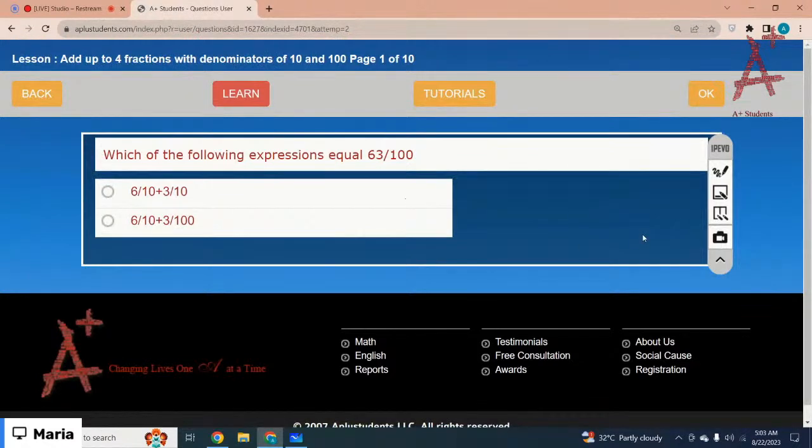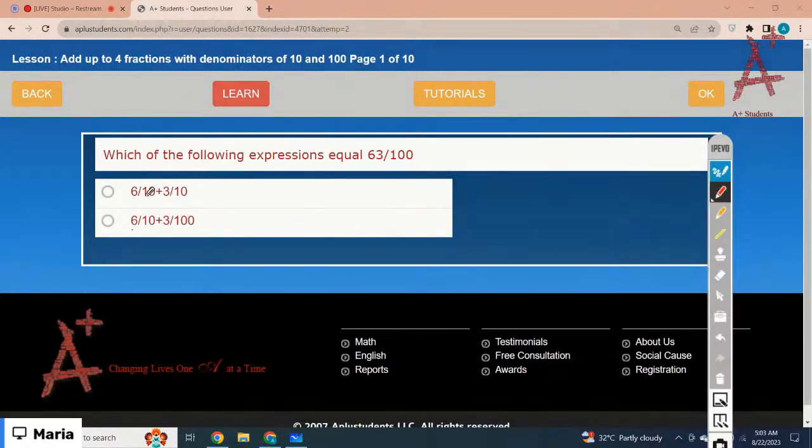Just look at the first expression, that is 6 over 10 plus 3 over 10. They both have the same denominator, isn't it? So when they have the same denominators, you simply add their numerators. You just have to do 6 plus 3. It would be 9 over 10, right? Because they already have the same denominators.